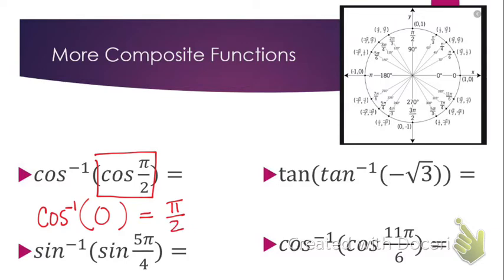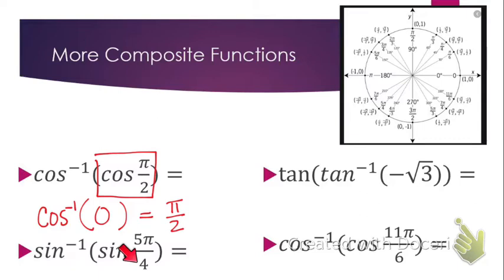So the trick when you have these is if this angle is within our restriction, which for cosine it's between 0 and pi, then I know my answer is going to be that angle. But until you're more comfortable with it, we'll just work through the entire thing until you get to a place where you can easily recognize what it is going to be. So let's look at this one here.